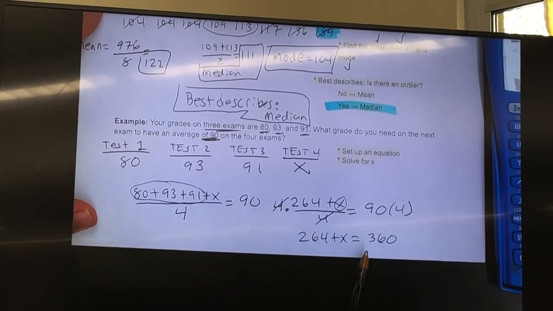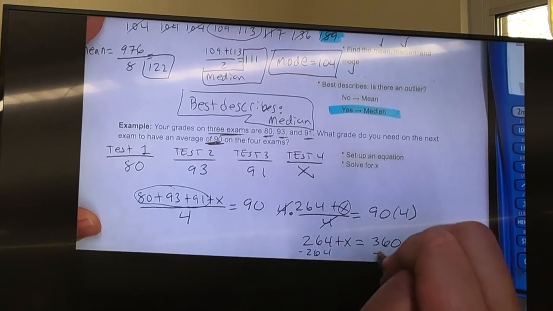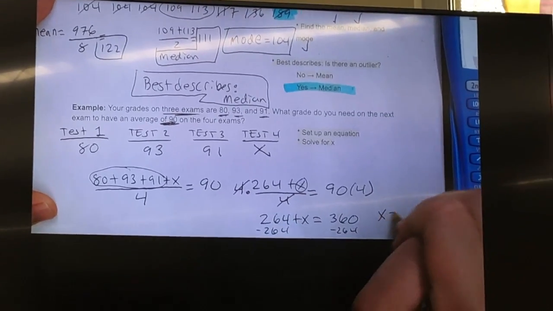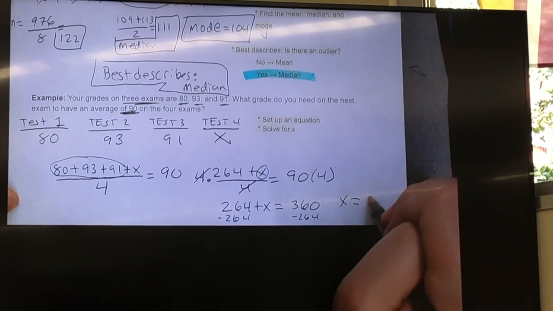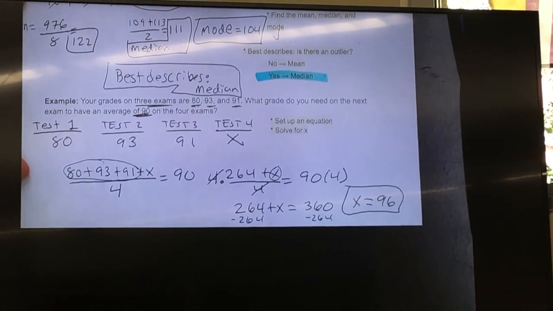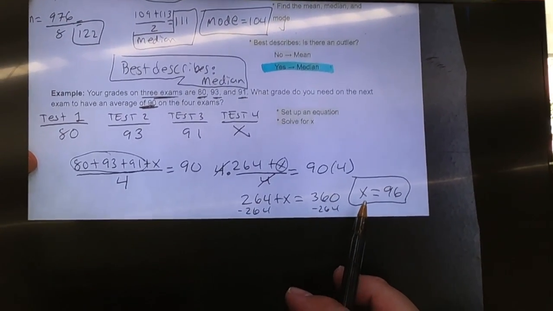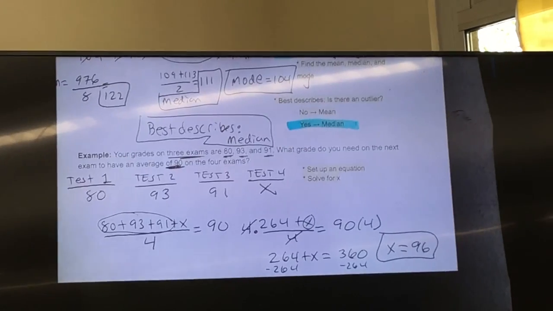All right. Last step, subtract 264. So x should equal 96. So yes, you can get an A in the class. You just got to do really well on that 4th test. Miss May, any questions? Looks good. Sweet. Flip into the back.